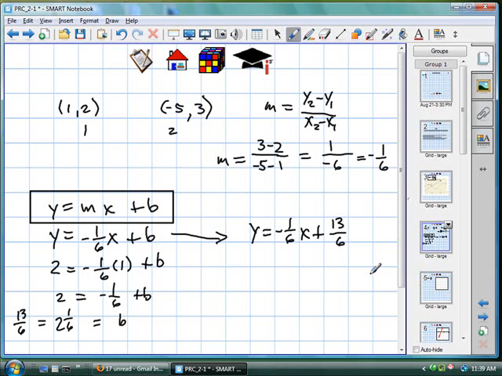Some of you may be wondering, what if he had picked this as point 1 and this as point 2? It would have made no difference. The slope still would have come out the same. And here, let's just quickly do it. Let's say we reverse those. y2, 2, minus y1, 3. So 2 minus 3, which is a negative 1. And then on the bottom, x2 minus x1. 1 minus a negative 5 is 6. We'd have got negative 1/6. Oh, no big surprise. That's what we got before. So it doesn't matter if you switch those around.